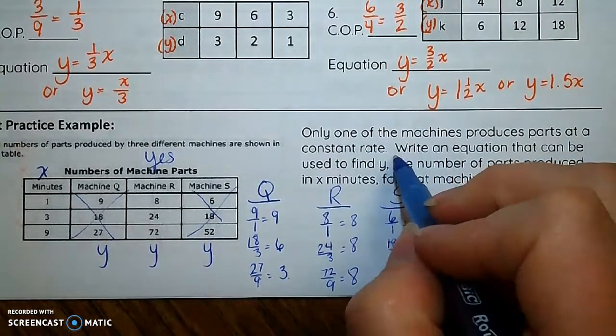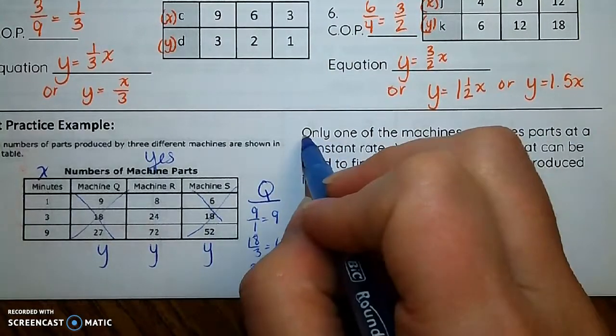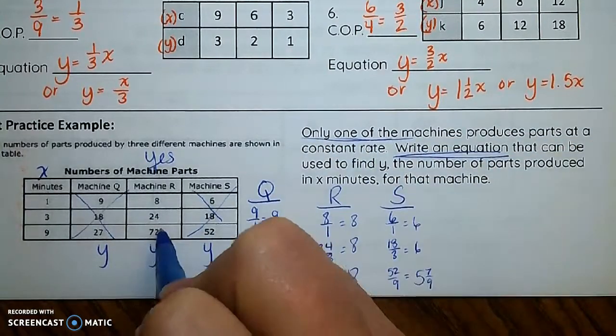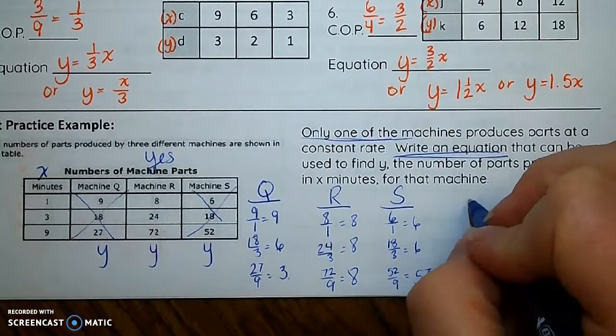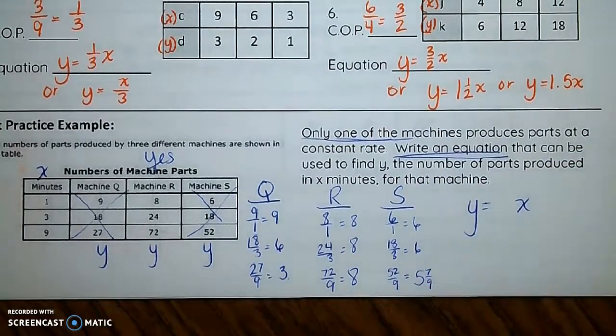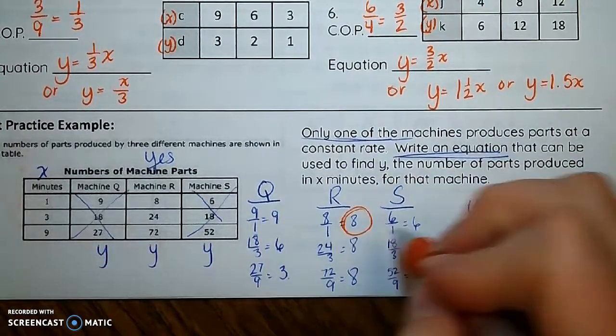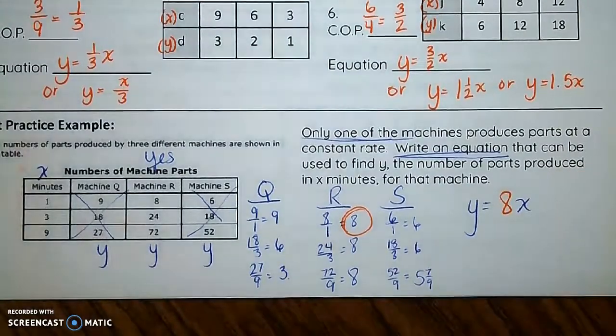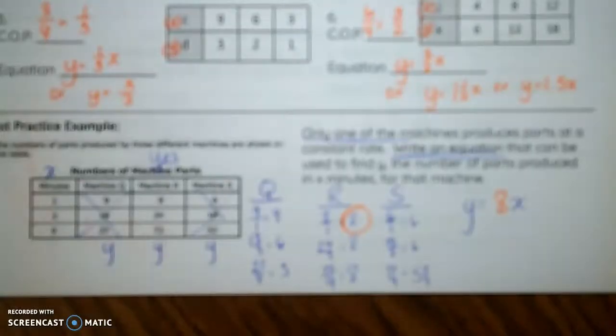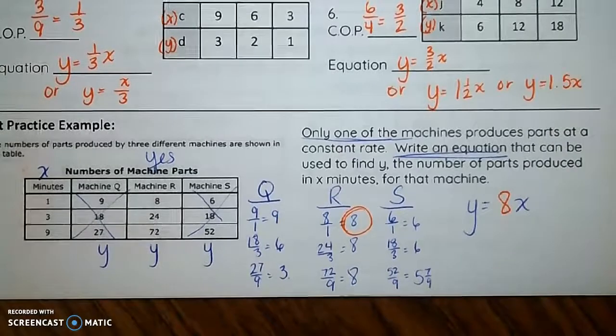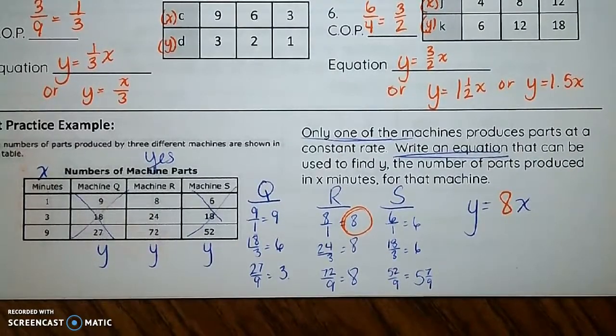And then it wants us to write an equation. It said only one of the machines produces parts at a constant rate. And then we're going to write an equation for that. So I have my y and my x, and then we know what we found for our constant or unit rate was 8. Feel free to go back and re-watch this video in part or whole and practice some of them or ask any questions that you have.